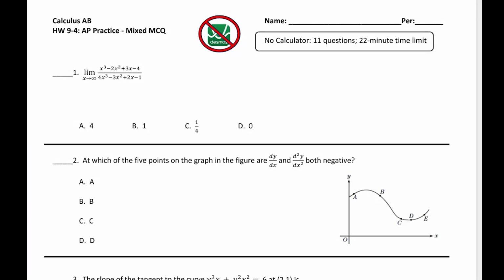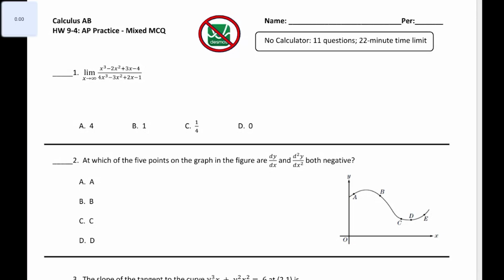Also keep in mind that you don't have to stick to that 2-minute time limit per question, because some questions you're going to be able to solve faster than 2 minutes, and some will take a little bit more than 2 minutes. You just want to be averaging about 2 minutes per question. So let's get started with the no calculator questions.